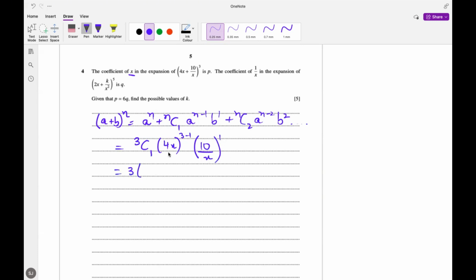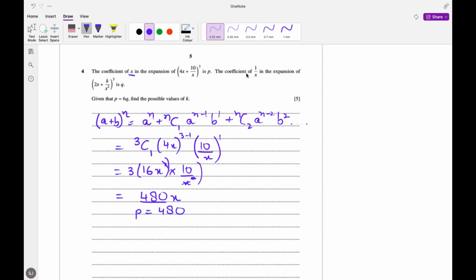3C1 is 3, into 4 squared, that will become 16, x squared, into this will become 10/x. So this x and this x squared will cancel and we'll get 480x as our value. So this is the value of p. So p equals 480.